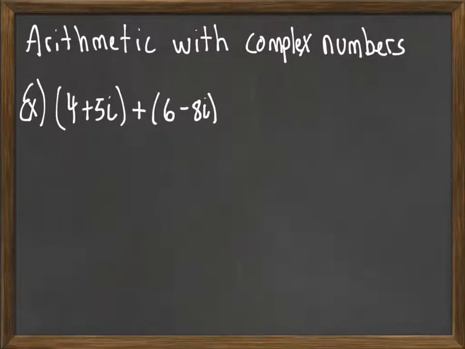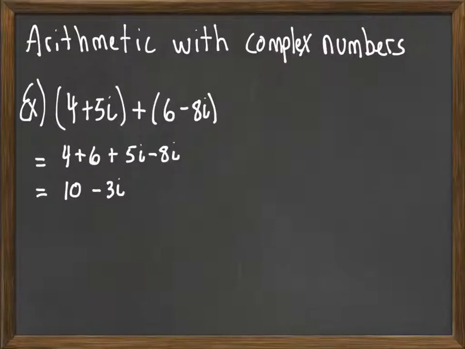And really the grouping symbols are only in this problem to indicate that we have the two separate complex numbers. So we can begin by dropping the grouping symbols. And as you would naturally expect to do, we just combine like terms. So what I've done is I've just rewritten it and rearranged my like terms so that they're together. And then it's just a matter of putting those like terms together. So 4 plus 6 is 10, and 5 minus 8 would give me a negative 3i. And that's all there is to adding complex numbers.